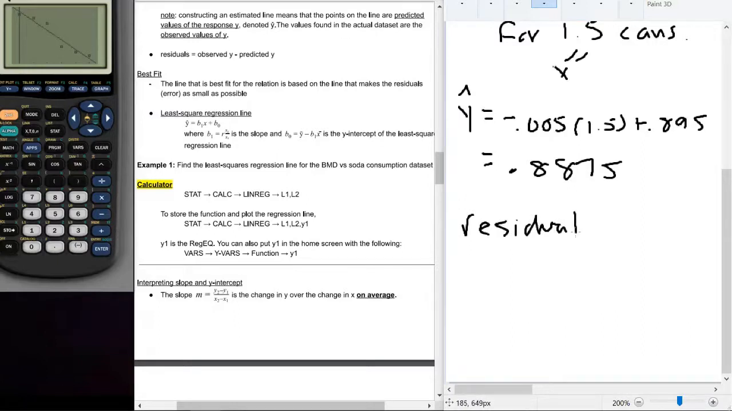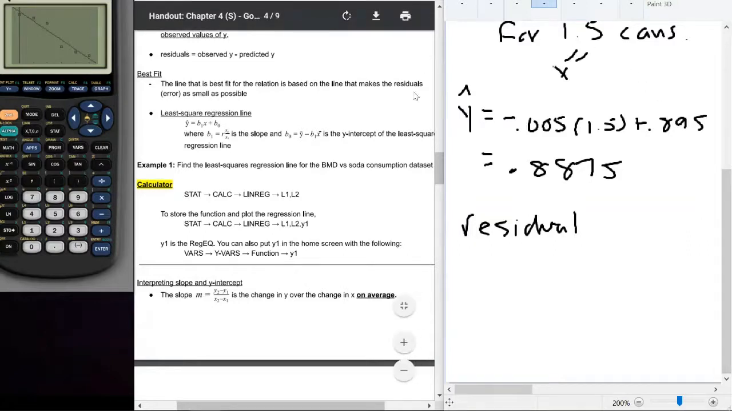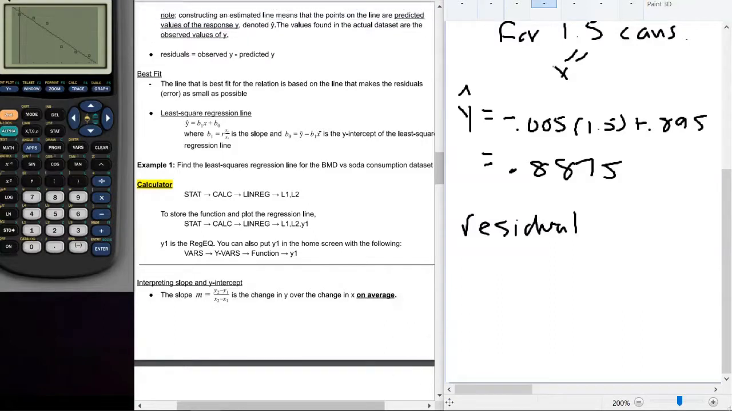And to calculate a residual, there's a formula. If you look up here in the handout: observed y minus predicted y. So residual is equal to observed y minus predicted y. The observed y will always come from the original data set. This is always going to be the original data set.